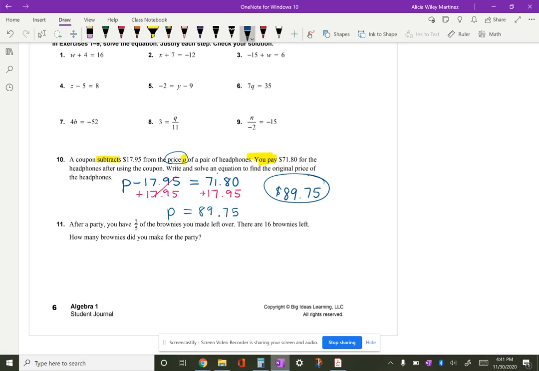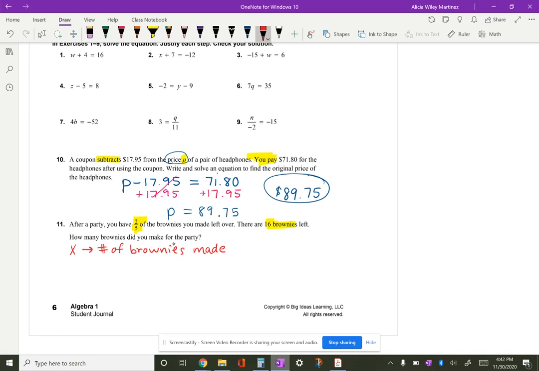$89.75. Okay, and then looking at number 11, it says you have 2/5 of the brownies you made left over. There are 16 brownies left. How many brownies did you make for the party? So in this one, they didn't give you a variable. So we're going to say X is going to represent the number of brownies made.